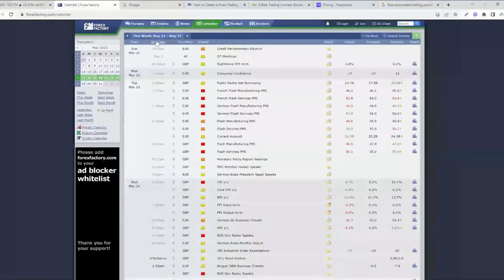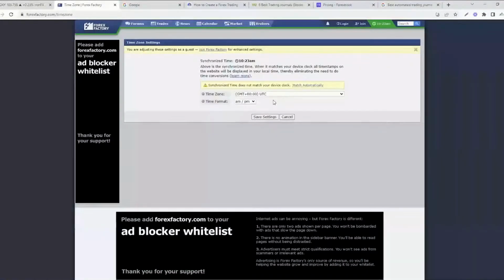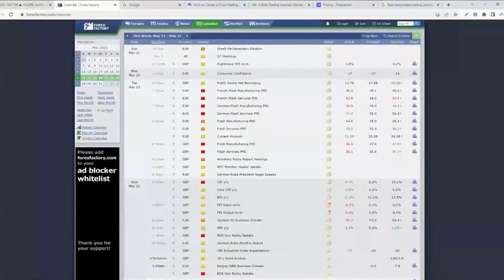So my time is on GMT. You can of course choose the correct time zone according to where you are. Save your settings. I'm putting it all on GMT time, which is UTC 0.